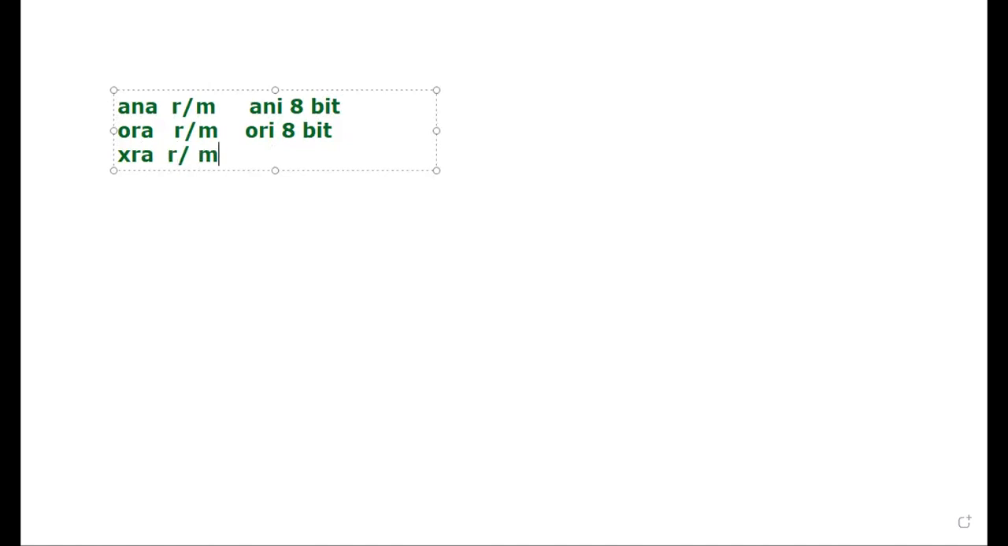So ANA, register or memory, is an ANDing operation. ANDing operation: only if both the bits are 1, the output is 1. ORA, register or memory. ORI, 8-bit number. Then XRA, register or memory. XRI, 8-bit number. All flags are affected. Again, one operand has to be in the accumulator, and the answer will be stored in the accumulator. Then CMA will complement the accumulator. So these 4 operations you should know first.